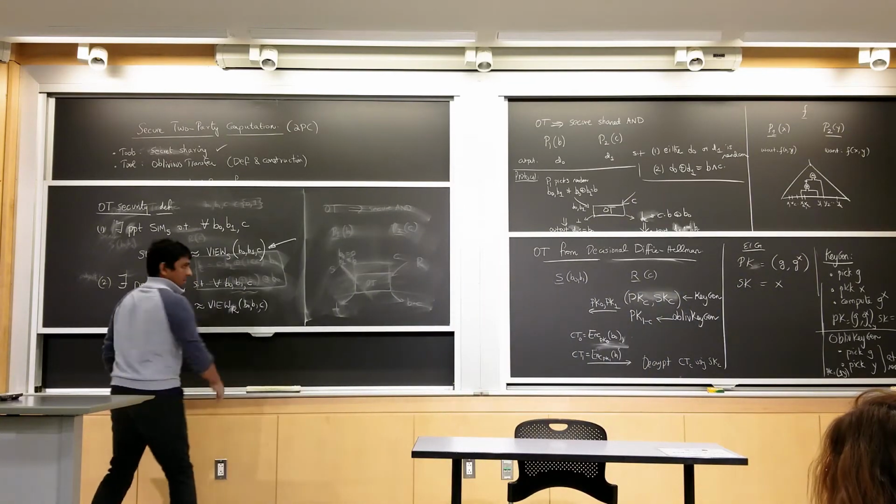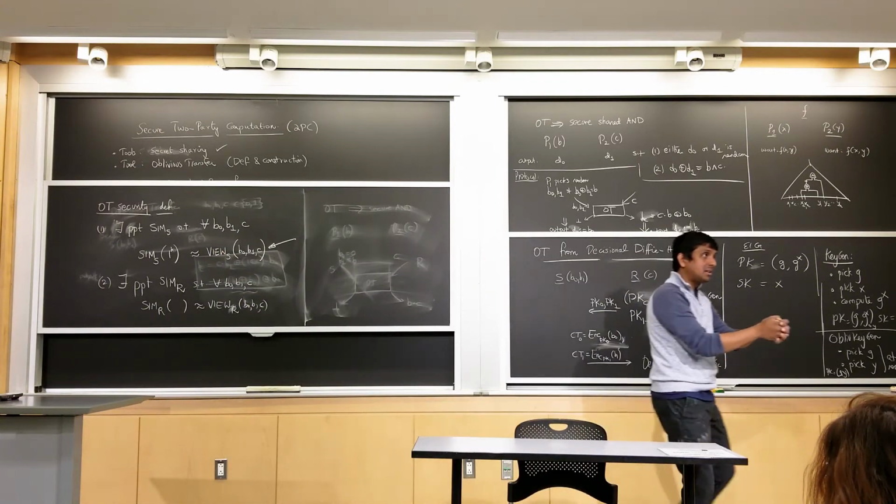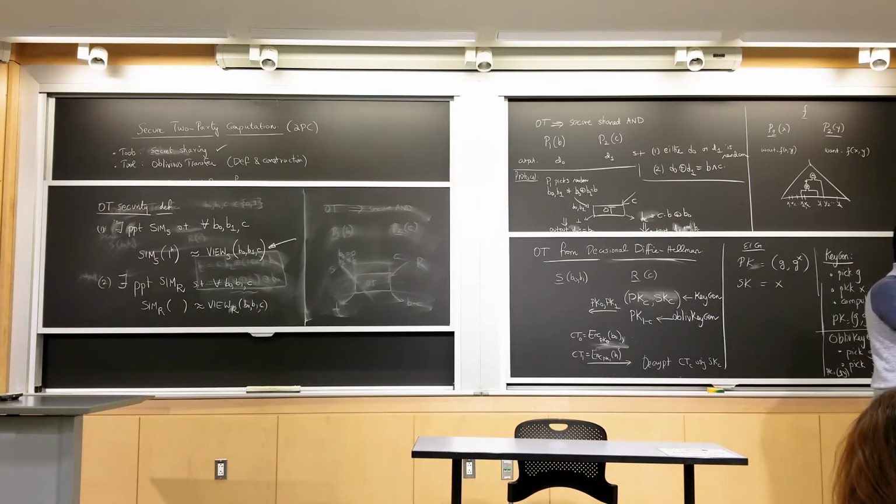How about the receiver? I want to say the protocol reveals to the receiver nothing more than what the output reveals. What is the output?